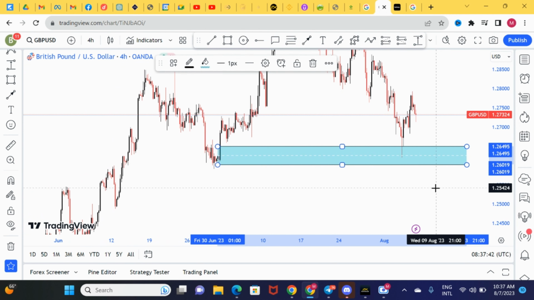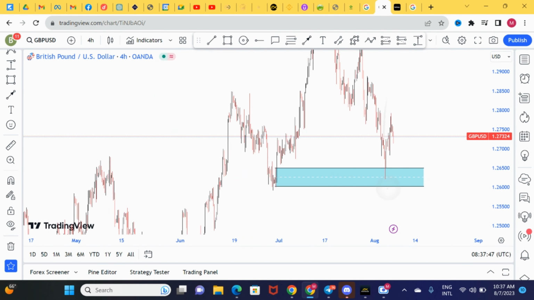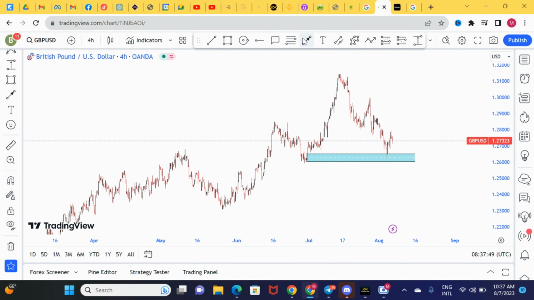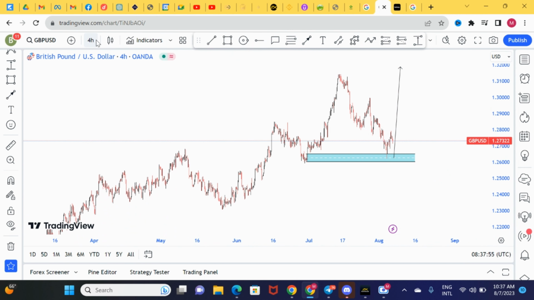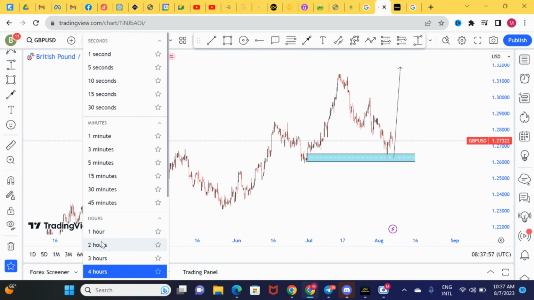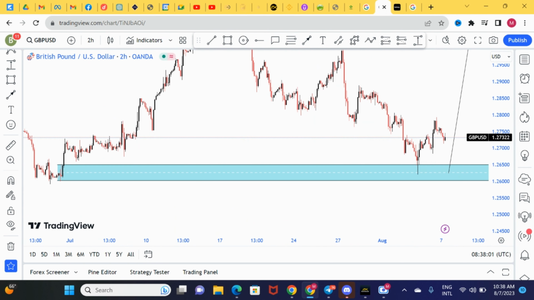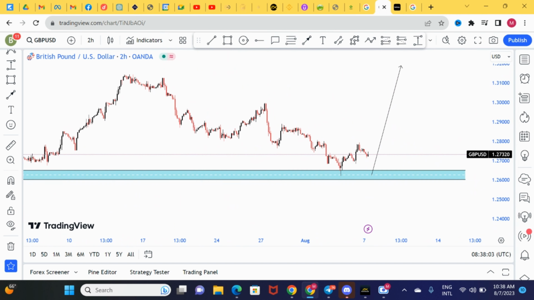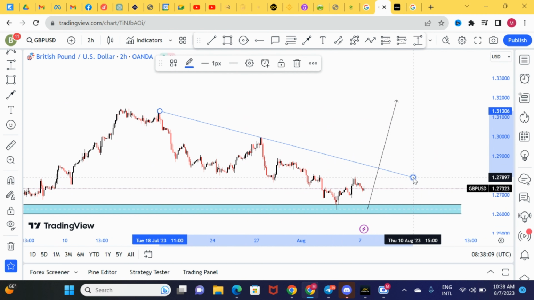It has tested this area of demand, and it has continued going up, right? So initially what we're looking at is the market continuing to go up. But this is only the H4, so we need to go to lower time frames and establish what might happen in the shorter hours. What are we able to see in the shorter hours? We're able to see this. We can also look at it from this perspective.